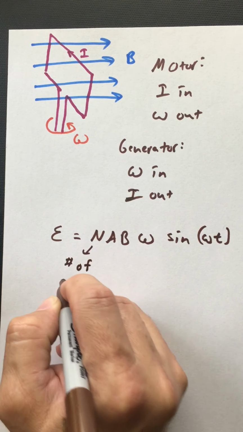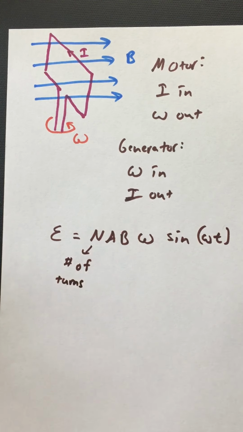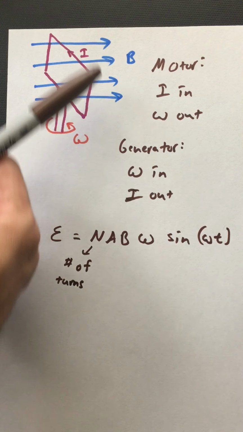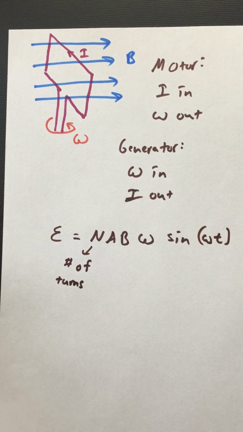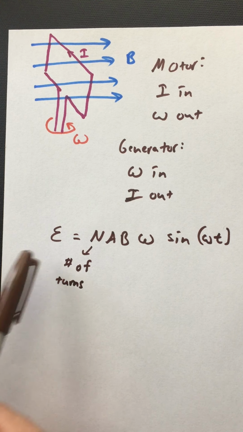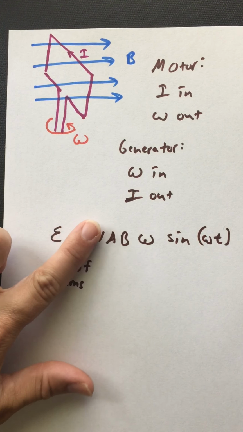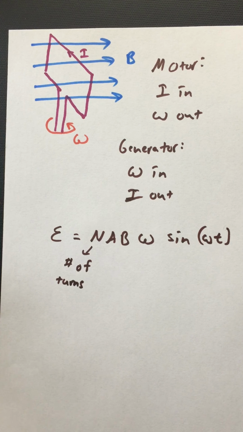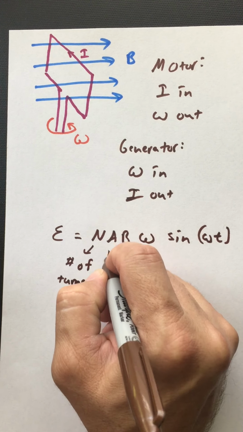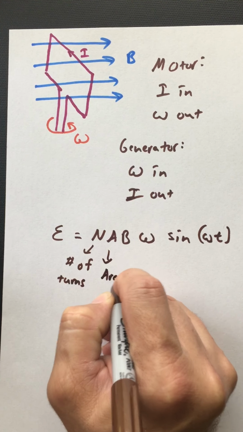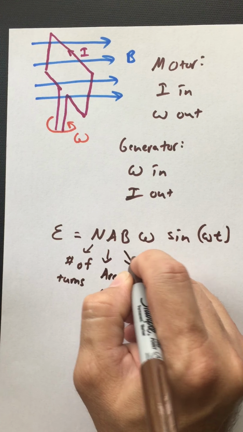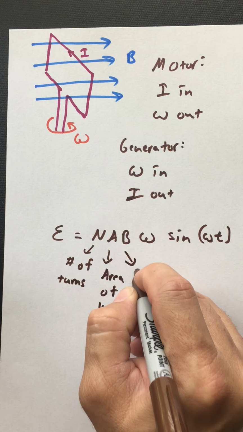number of turns, or the number of loops, however you want to say it. As I've drawn it, there's only one loop, but there's nothing, of course, to prevent me from wrapping this around and around and around. It's an easy way to increase the EMF. If N is equal to 1, this is the EMF induced in just one turn. But if I have more than one turn, then I multiply by the number of turns I have in there. A, this is the area of the loop. B, of course, is the magnetic field.